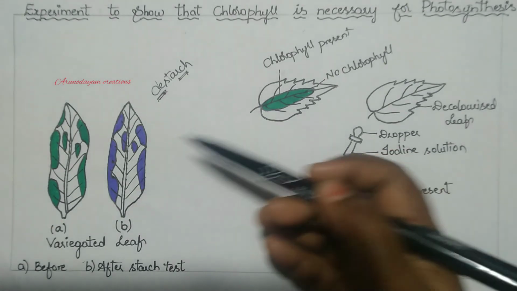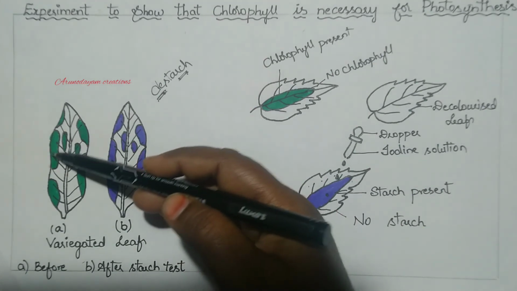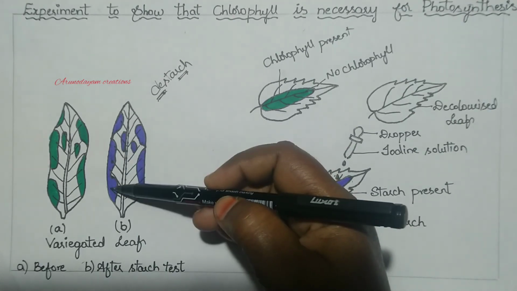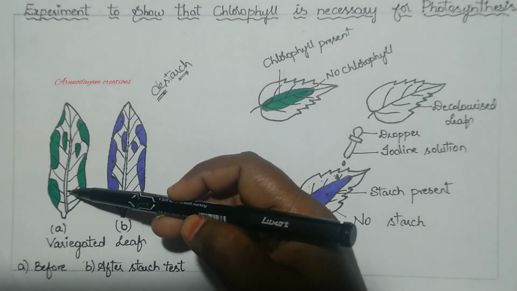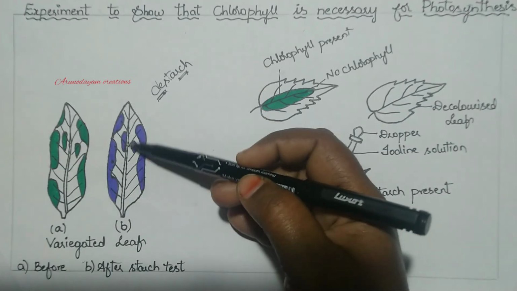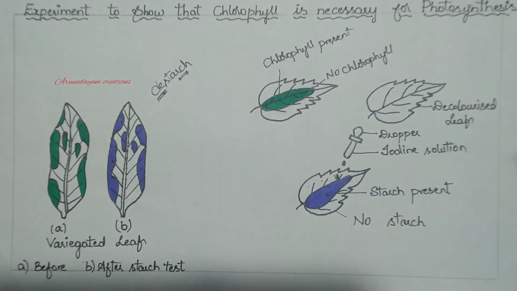So we have performed an experiment with this variegated leaf. Here also the green color patches which contain chlorophyll will turn into blue black color after the starch test, and the white patches which do not have chlorophyll remain like that even after the starch test. Okay, this is about this experiment.